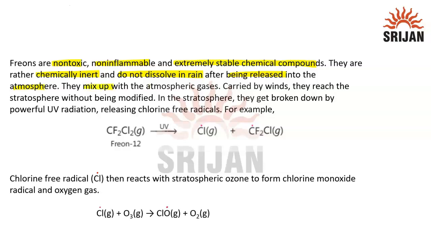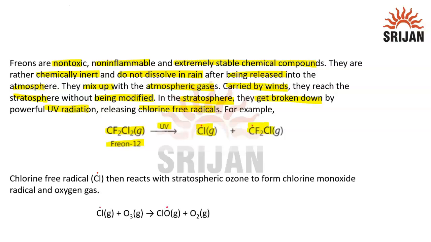So they mix up with the atmospheric gases. Then they will be carried by the winds and they finally reach the stratosphere without being modified because of their inert nature. Then in the stratosphere, they finally get broken down by the powerful UV radiations, releasing chlorine free radicals. For example, CF2Cl2, which is freon 12, on its exposure to UV radiations, will give a chlorine free radical along with the byproduct CF2Cl free radical.